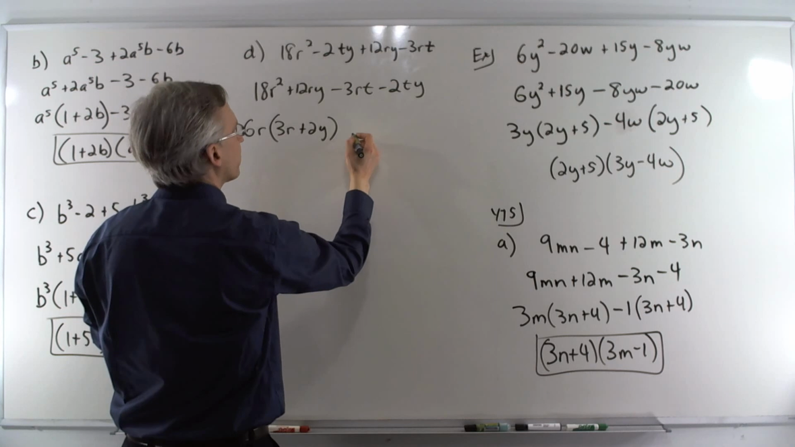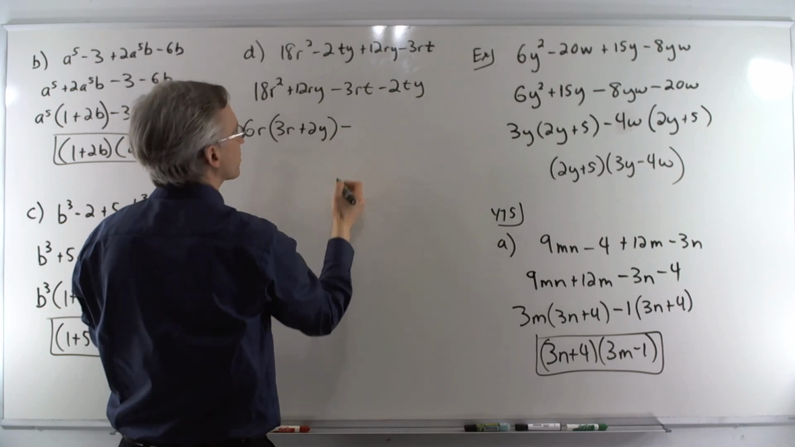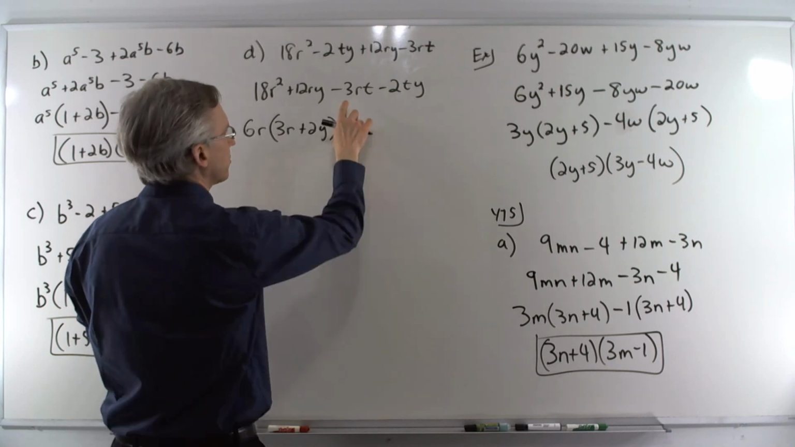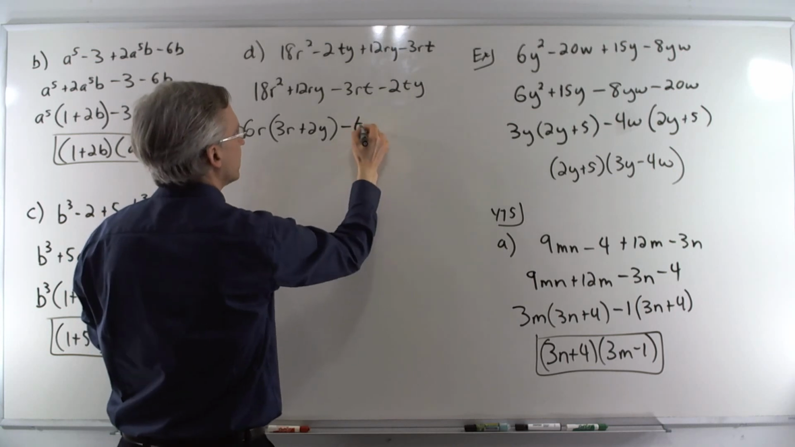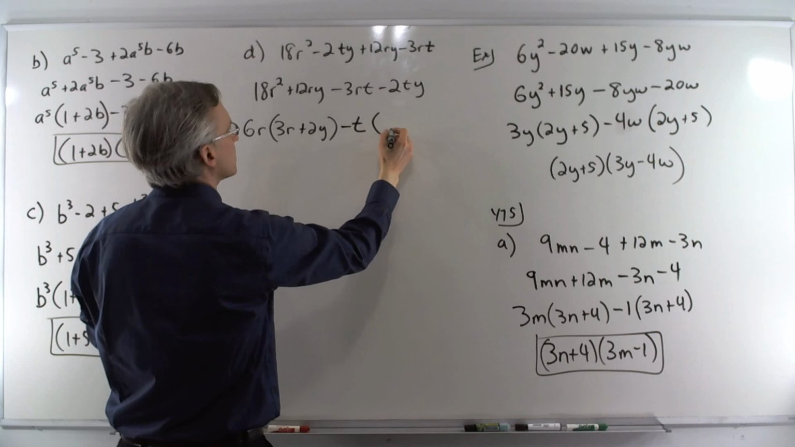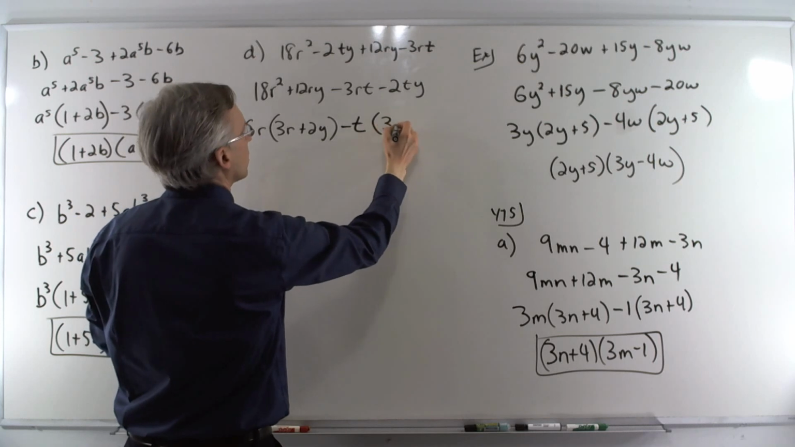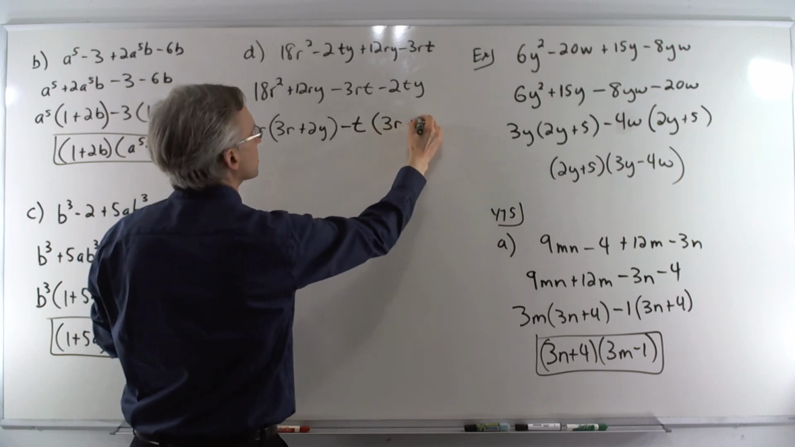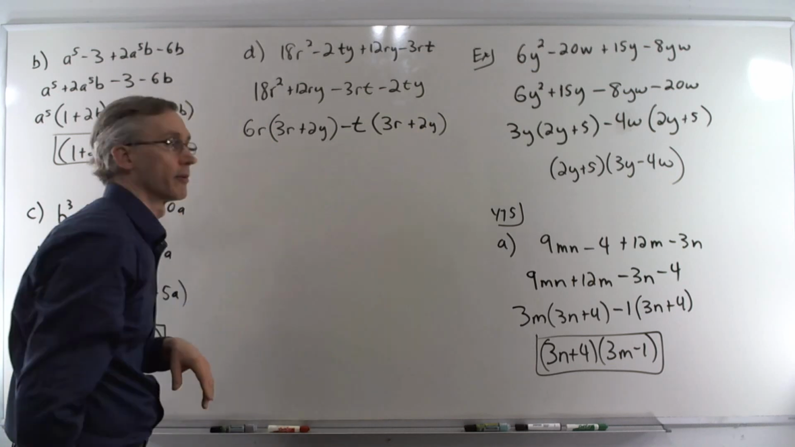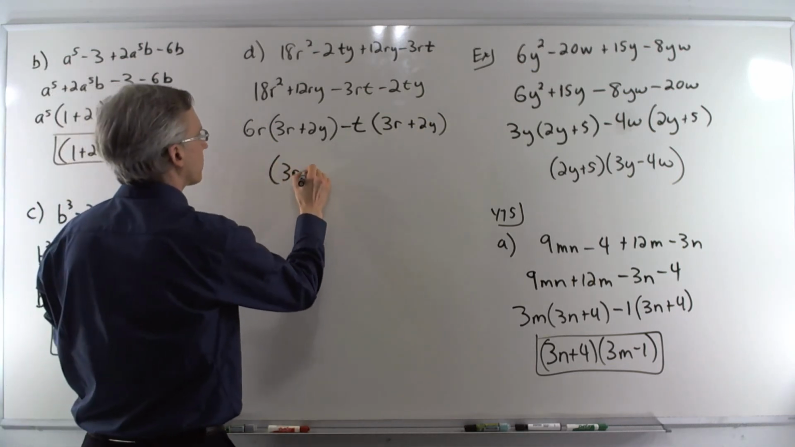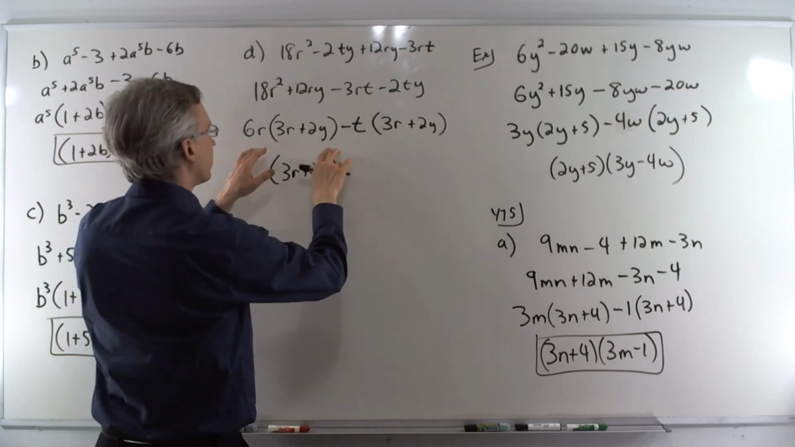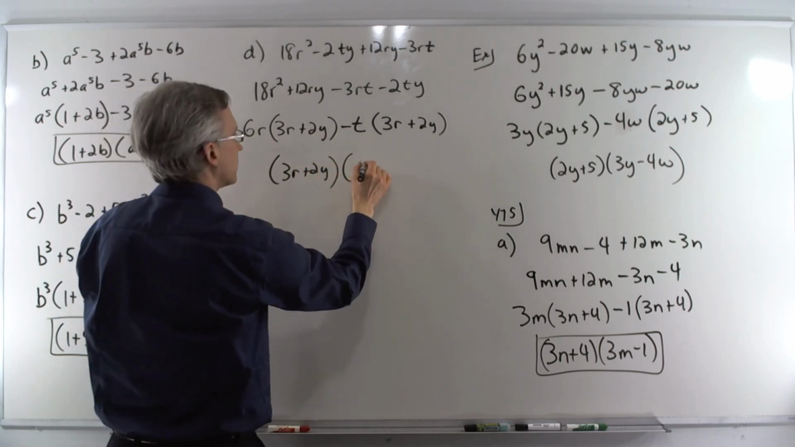Now over here, I'm going to factor out the negative for sure. So I want to turn both of these positive. And then we got matching t's. So I'm going to factor out a negative t. So that gives us 3r plus 2y. So our binomials match. Last step, 3r plus 2y. Once we remove that, we've got 6r minus t.